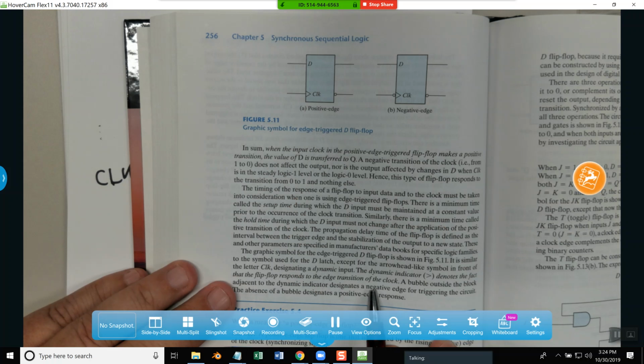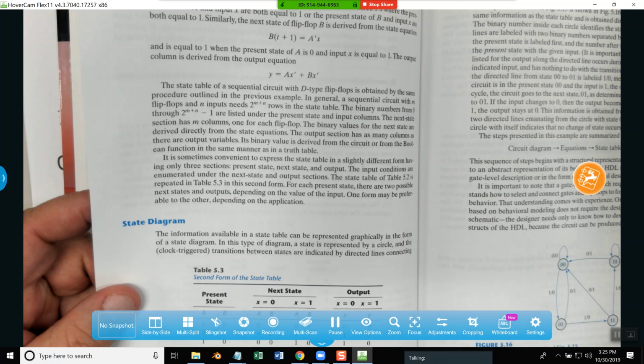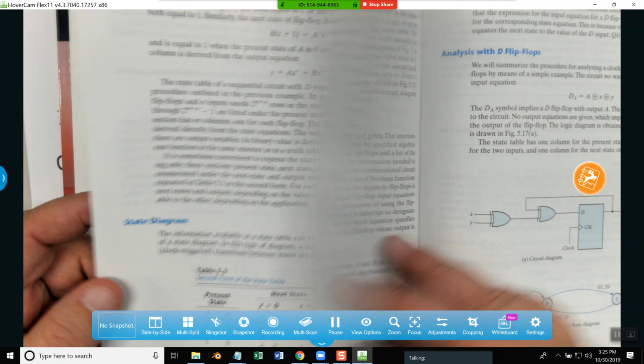Two flip-flops less widely used in the design of digital systems are the JK and T flip-flops. There are three operations that can be performed with a flip-flop: set it to 1, reset it to 0, or complement its output. With only a single input, the D flip-flop can set or reset the output depending on the value of the D input immediately before the clock transition. Synchronized by a clock signal, the JK flip-flop has two inputs and performs all three operations. The logic diagram of a JK flip-flop constructed with a D flip-flop and gates is shown in figure 5.12.